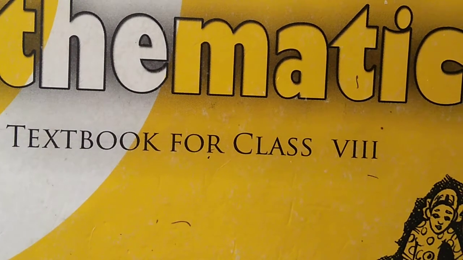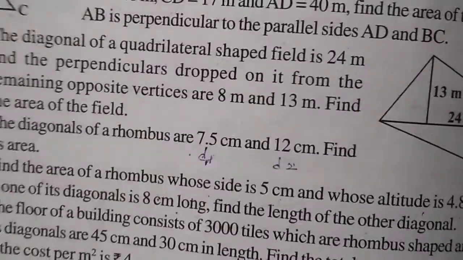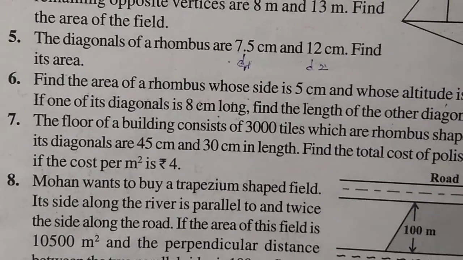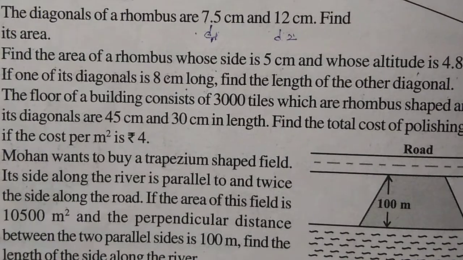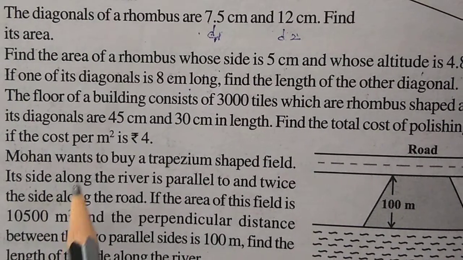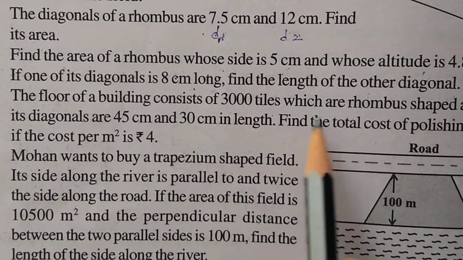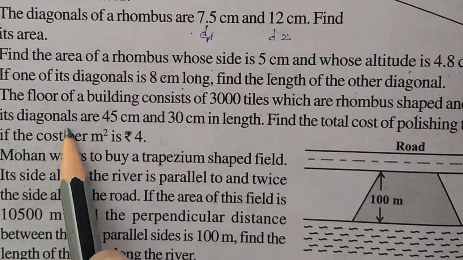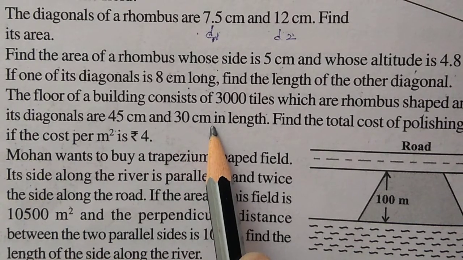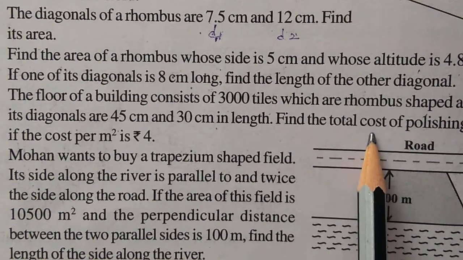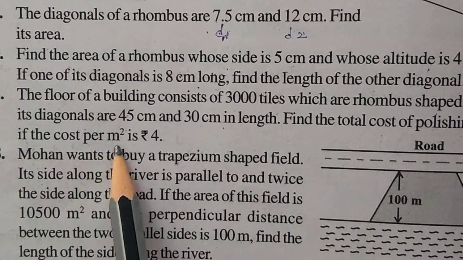Hello students, in today's class from chapter 11 mensuration, we will continue from question number 7. Let us read and understand the question, then we'll do this. The floor of a building consists of 3000 tiles which are rhombus shaped and each of its diagonals are 45 cm and 30 cm. Find the total cost of polishing the floor if the cost per meter squared is rupees 4.